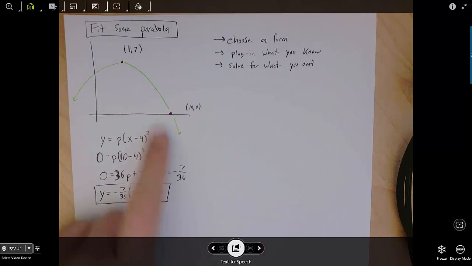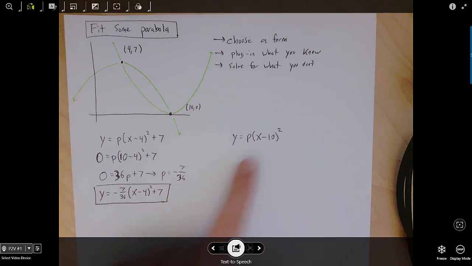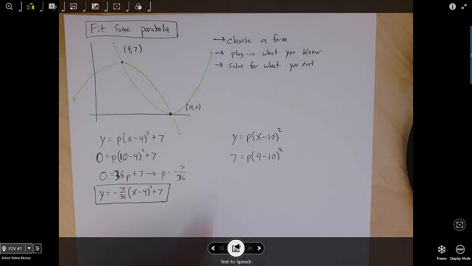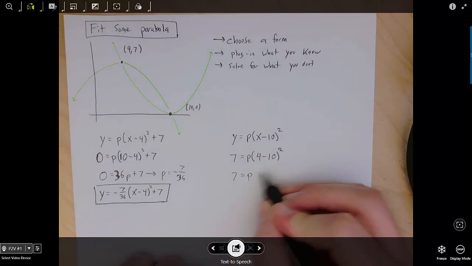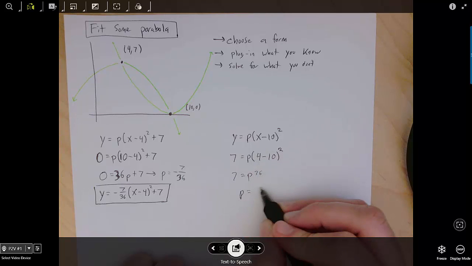All right, what would it look like if we wanted to make 10 be the vertex? It's the exact same process. I plug in the x and the y coordinates for the vertex in vertex form, and then I plug in the other point to solve for p. So here I've plugged in 7 and 4. And if I'm going to solve for p, it's going to end up being very much the same. So this is 6 squared is 36, and that gives me p equals 7 divided by 36.